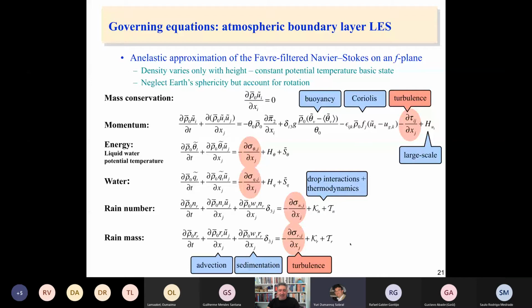We have to assume a distribution so that we can do the other modeling that is required, to get the sedimentation velocities. There's other stuff going on here, like interactions between the drops, and thermodynamics. Some of the drops are evaporating and things like that. So there are models for this as well built into these terms here on the right hand side. Okay, very good. Thanks, George.